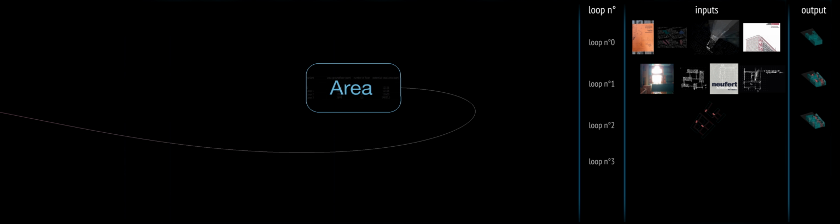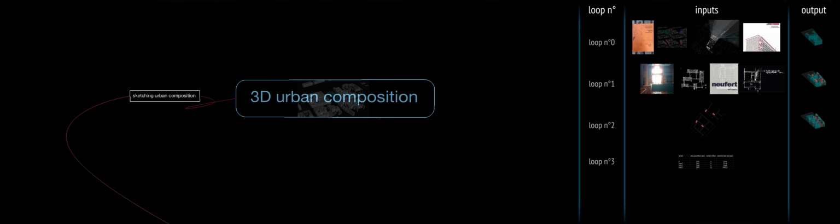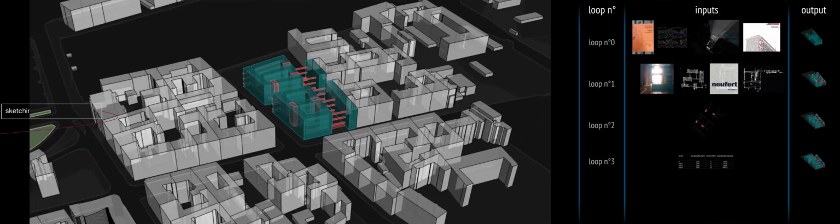Determining input, area. At this point, checking the areas of the urban compositions I had so far, I realized they were way under the requirements of the program. I would need to add square meters in the next round. This 3D is the output of the third loop of urban composition.